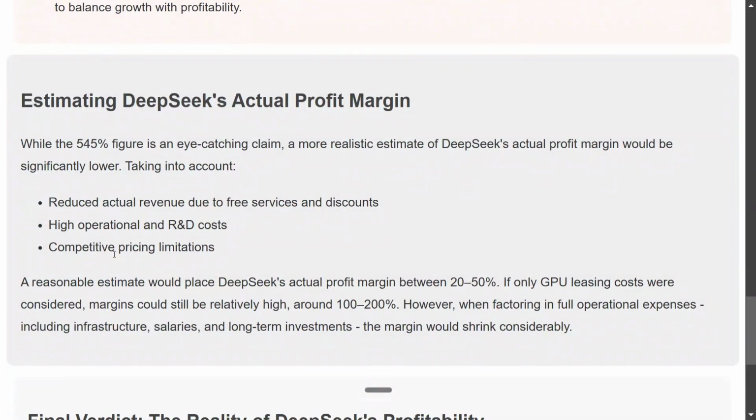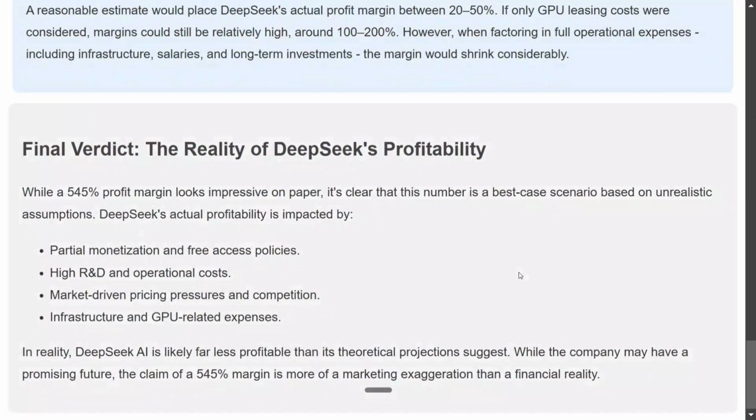Now, if I try to give you a rough estimate of what the actual profit margin could look like, assuming everything, R&D, the pricing they offer, free services and all, that margin shouldn't be more than 50%. What I assume is that, if it were very, very high, it would be around 100%. If only GPU leasing costs are assumed, then it would be 100 to 200%. The margin would shrink when you consider all the operational expenses.